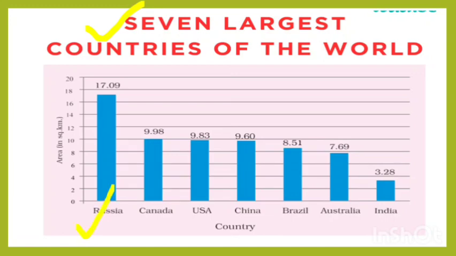First is Russia, followed by Canada, US, China, Brazil, Australia and India. Russia shares 17.09 million square kilometer. Canada's area is 9.98 million square kilometer, followed by America, United States of America, then China, Brazil, Australia and then India.